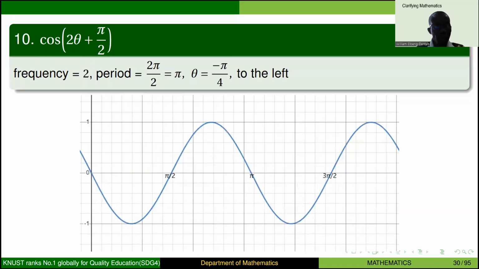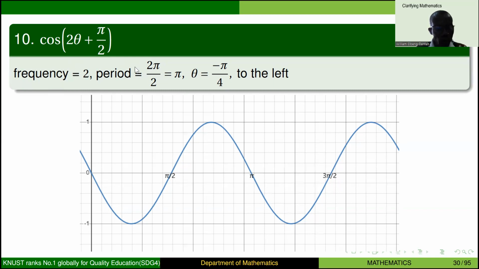That's great. I also want to draw the graph of cos 2 theta plus pi on 2, and this one too, there will be a shift of pi on 4 to the left. There will be a shift. When we equate the whole of this to 0, our theta will be negative pi on 4, so there will be a shift to the left. And so that is what has been done over here.